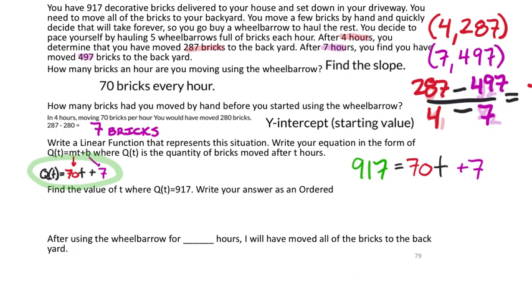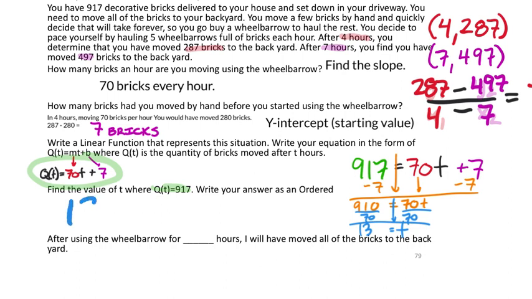So again, that's what this is telling us right here. So I'm just going to solve this equation for t. That will tell me how many hours it would take to move 917 bricks. So I'm going to subtract the 7. So that'd be 910 equals the 70t. And then finally, I'll just divide both sides by 70, which will give me the final amount of time it would take to do this. But I'm going to put this in the calculator. It should be 13 maybe. Yeah, I got 13. But again, it's not just that it's 13, it's actually 13 hours.